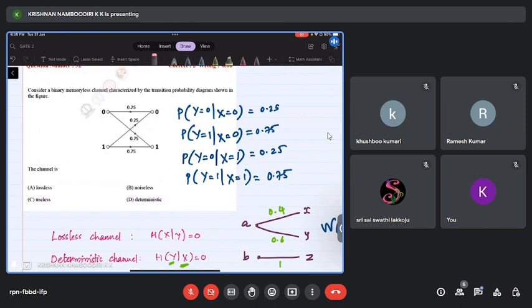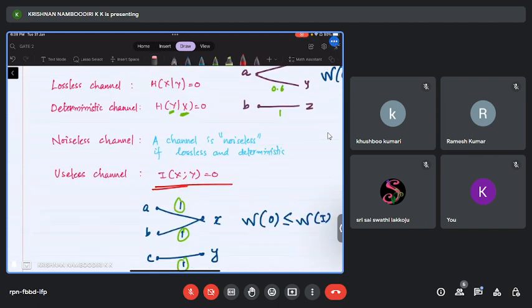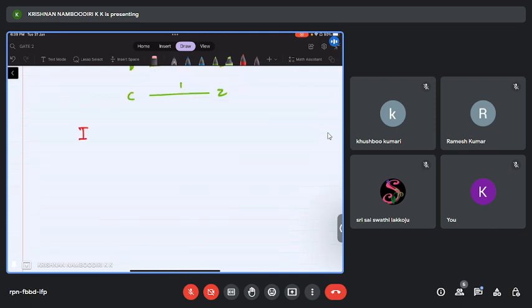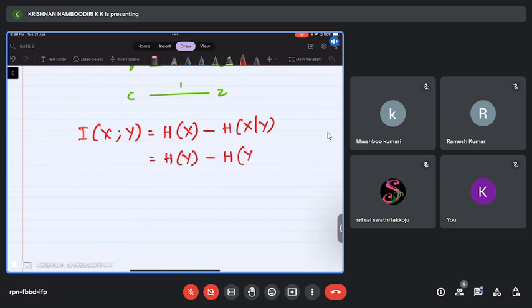So the answer to the question is, as you have rightly pointed out previously, the channel is a useless channel. Okay, so now we will see the definition of a useless channel. A useless channel means the mutual information between the input and the output is equal to 0. Or in other words, mutual information I of X, Y can be written as H of X minus H of X given Y. Or in other words, you can write it as H of Y minus H of Y given X.